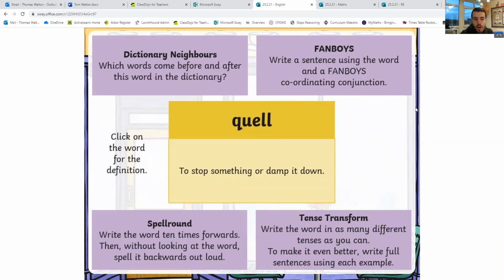Our word is quell, which means to stop something or dampen it down, calm it down. So to quell something. You can either write it 10 times forwards, then without looking, spell it backwards. Write it in as many different tenses as you can. Write it using a FANBOYS coordinating conjunction, or look at the words that come before and after it in the dictionary. So have a go at one of those, and then we will move on.